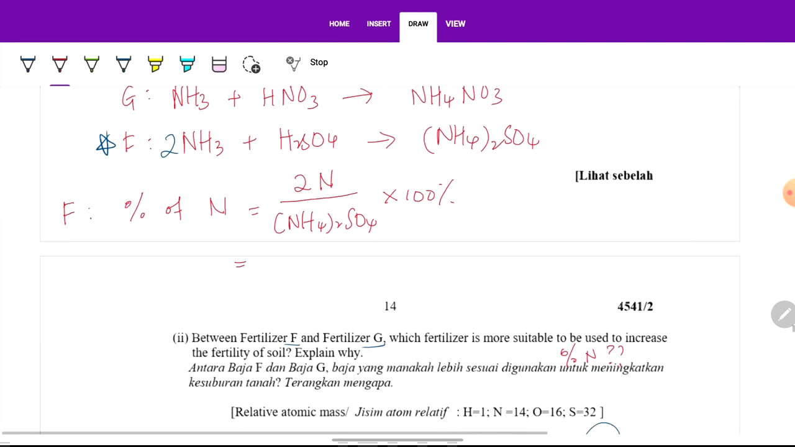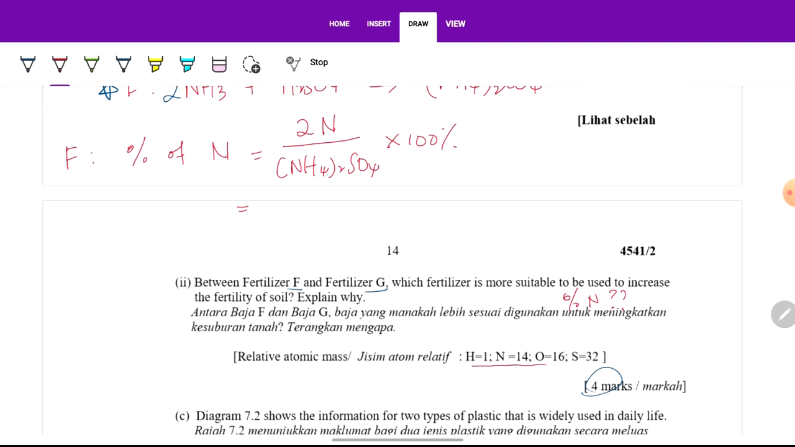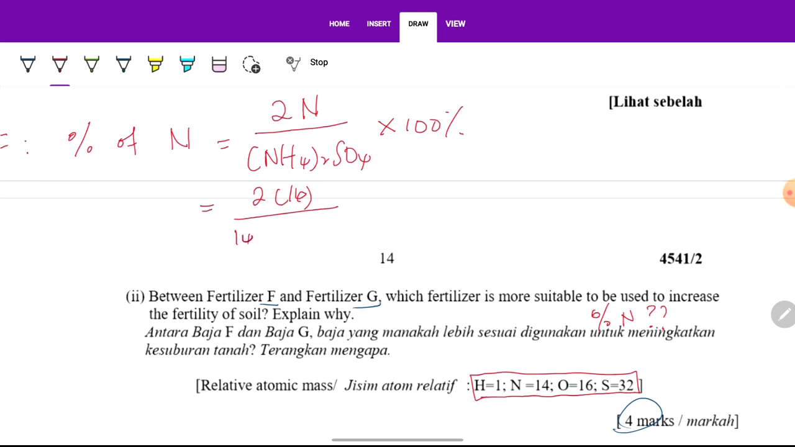So we use the relative atomic mass to calculate the percentage here. So we can put in 2 times 14, then 14 plus 1 times 4, times 2, plus S is 32 plus O is 16 times 2. Okay, so use your calculator, then times 100%. So roughly you will get 21.21%. Okay, yeah, so this is for ammonium sulfate.